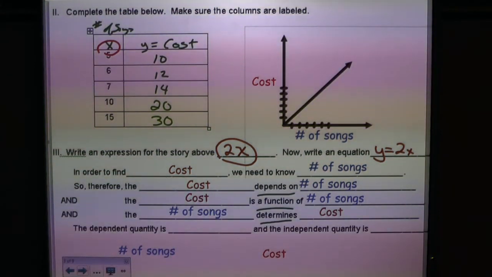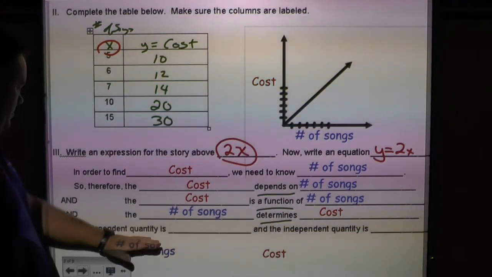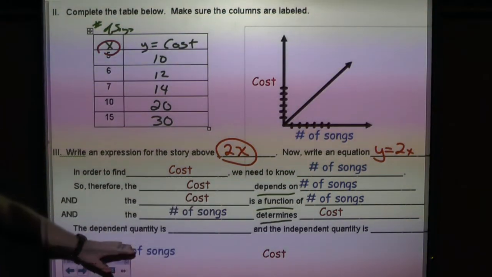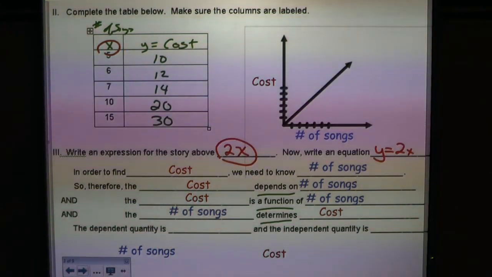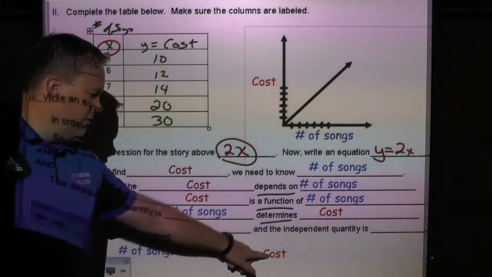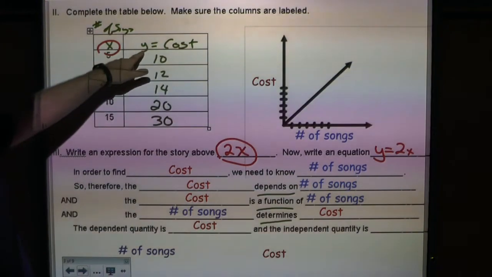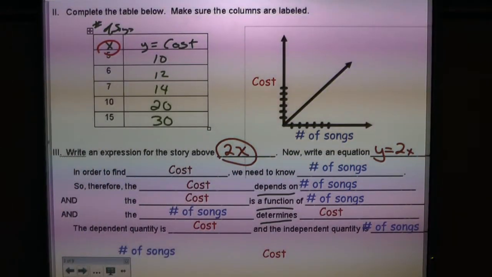Now, I want to make sure you see this, because this is going to be important. This is one of the most missed questions on our end of course exam for last year. I know we have the words cost and number of songs in here, but you can replace any of these words with dependent or independent quantity, so that you can use this for any situation. As we've already talked about, the dependent quantity is the cost, your y coordinate. The independent quantity is the number of songs.